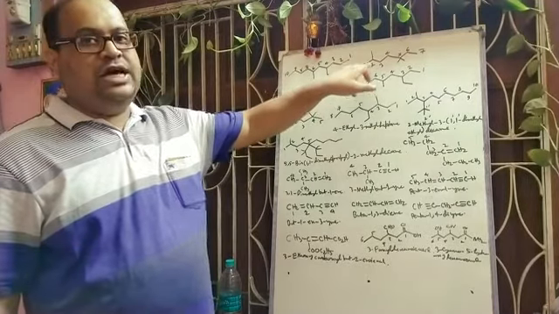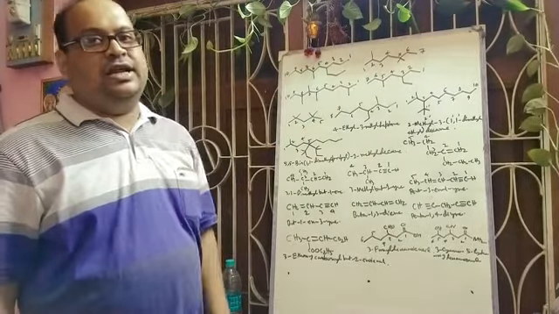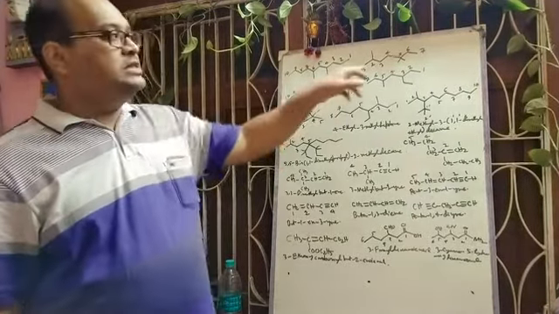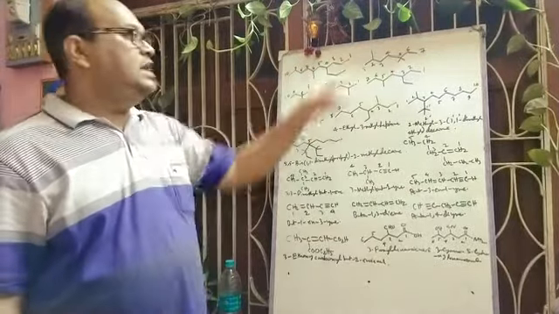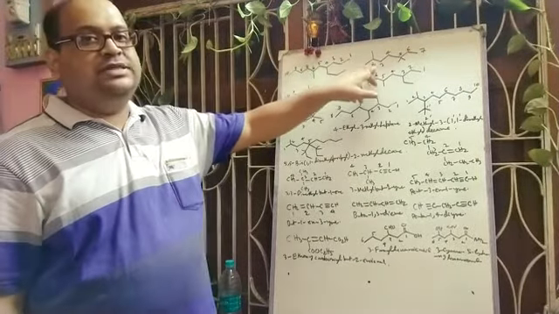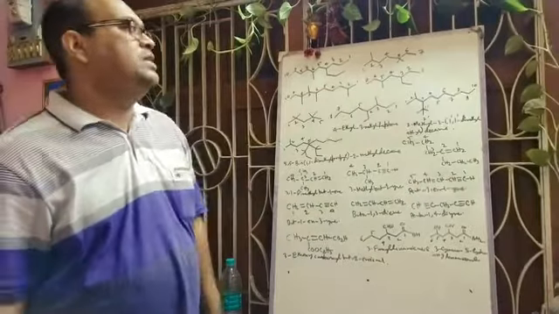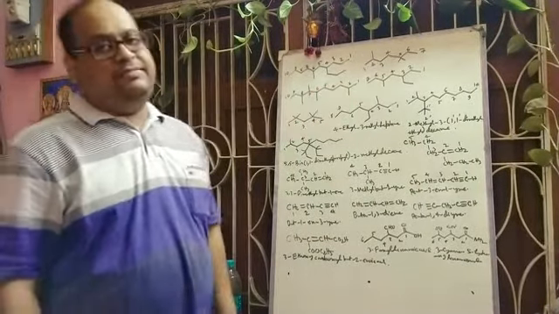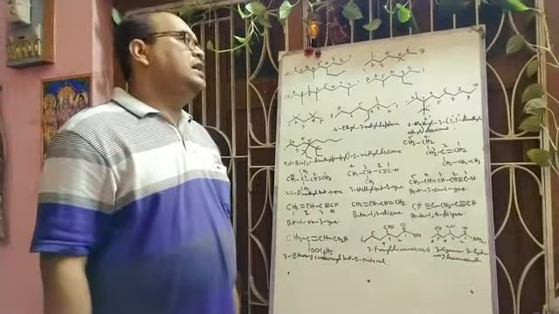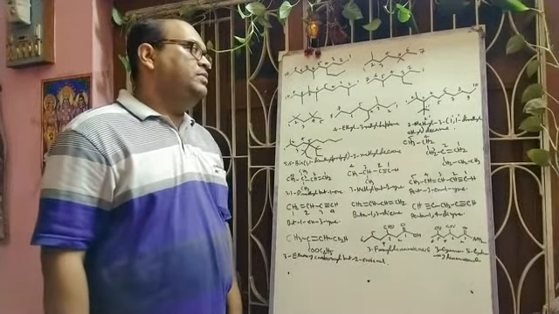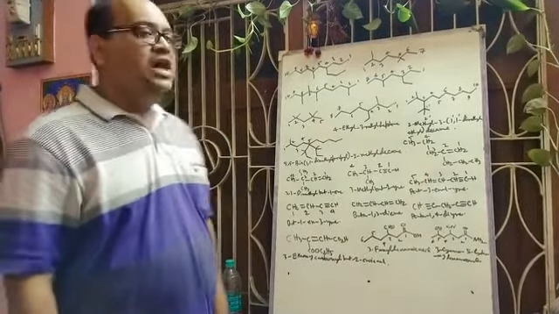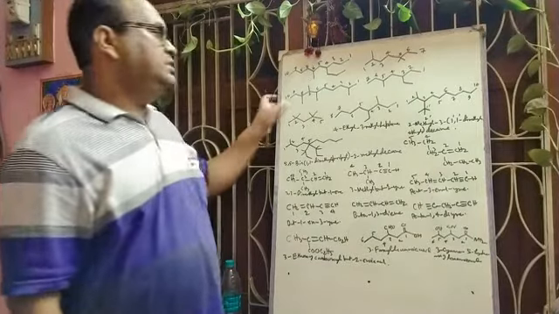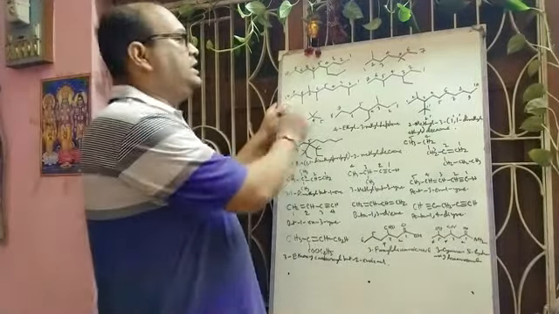So we have to choose the longest chain, as well as the first point of difference, which is here 2. So if we give the name, we have to write 2,5,5-trimethylheptane. In this way we will give the name of this compound. Hope you can understand. Now, here you see the next example.